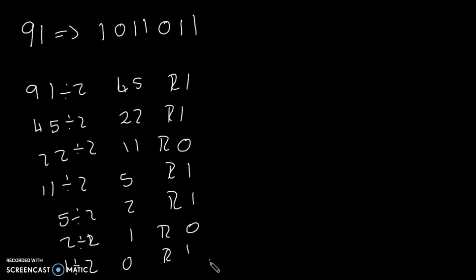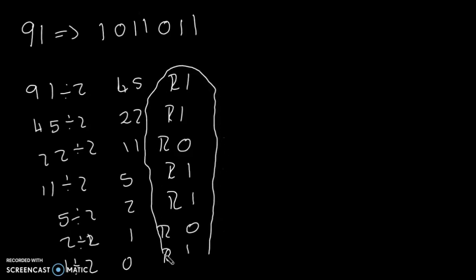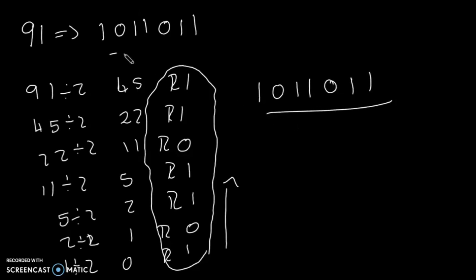Then we are going to read the numbers that we have here from the bottom going up. It will be 1 0 1 1 0 1 1, which is equal to this one. And then now let's do the other one.